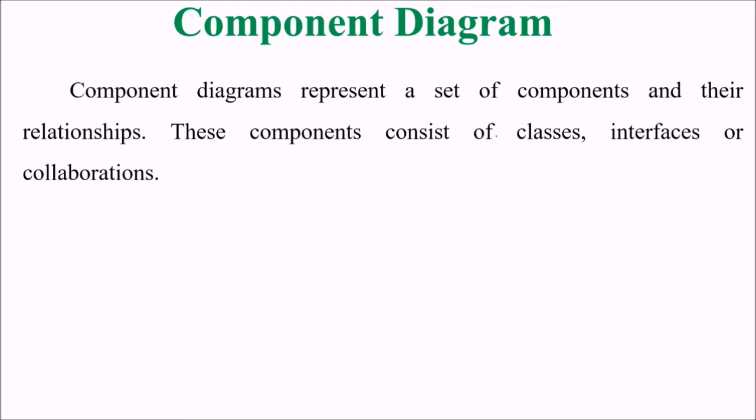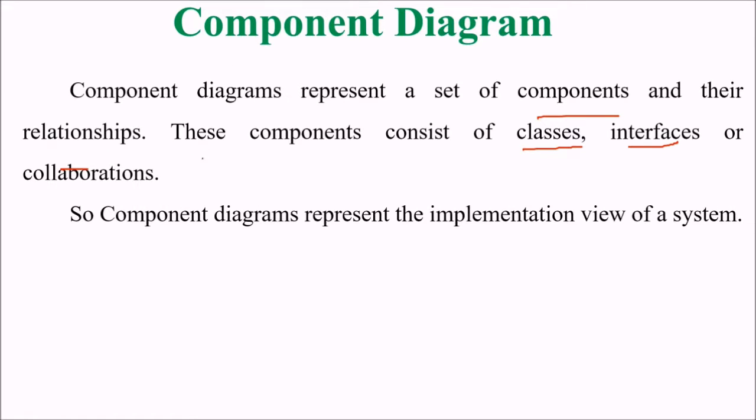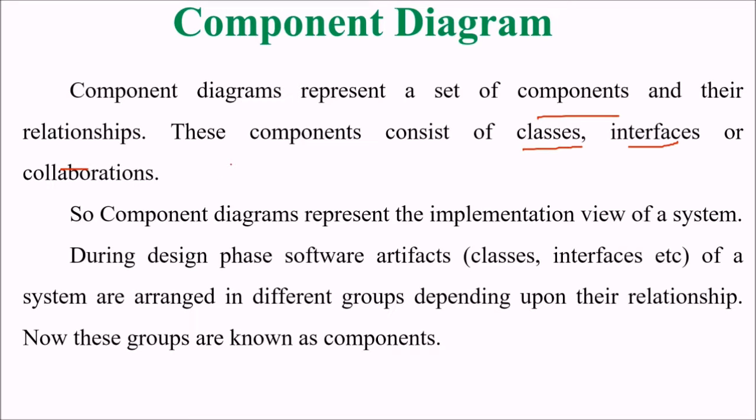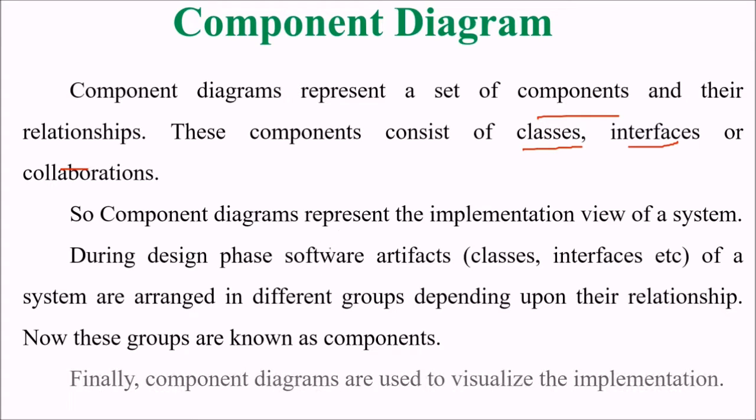Then comes the component diagram. The component diagram represents a set of components and their relationships. These components consist of classes, interfaces, and collaborations. The component diagram represents the implementation view of a system. During the design phase, software artifacts like the classes and interfaces of a system are arranged in different groupings depending upon their relationships. These groups are known as components. Component diagrams are used to visualize the implementation.